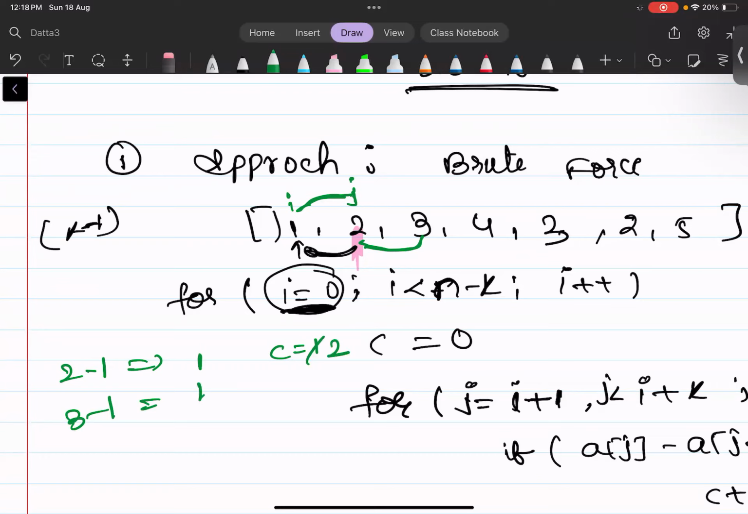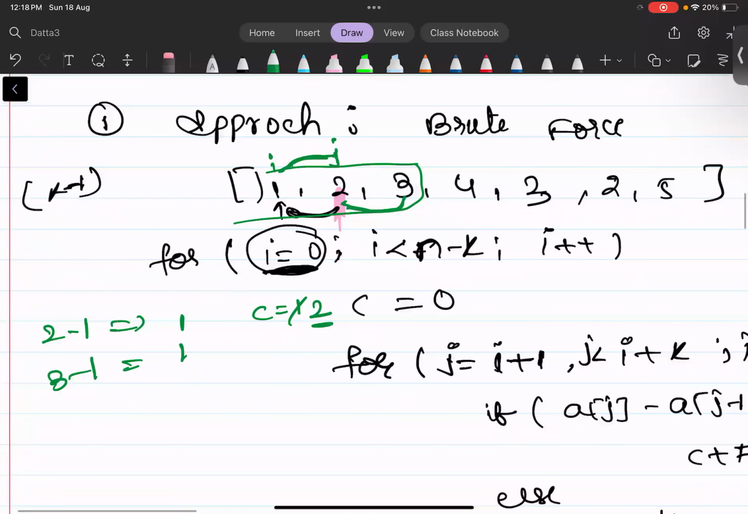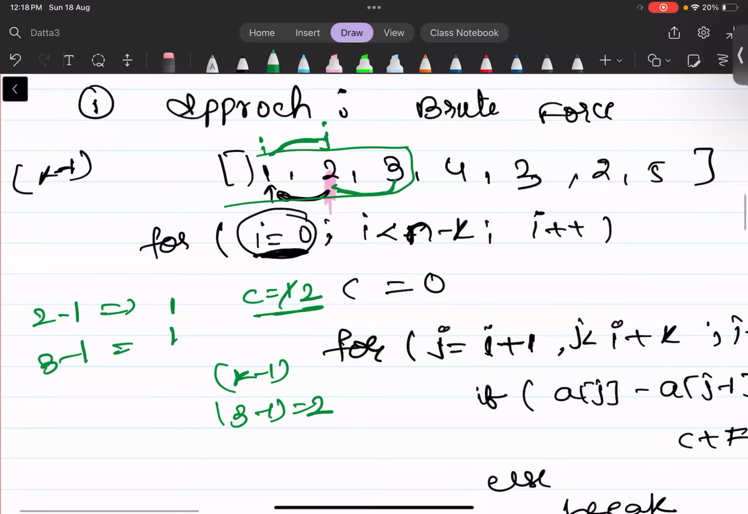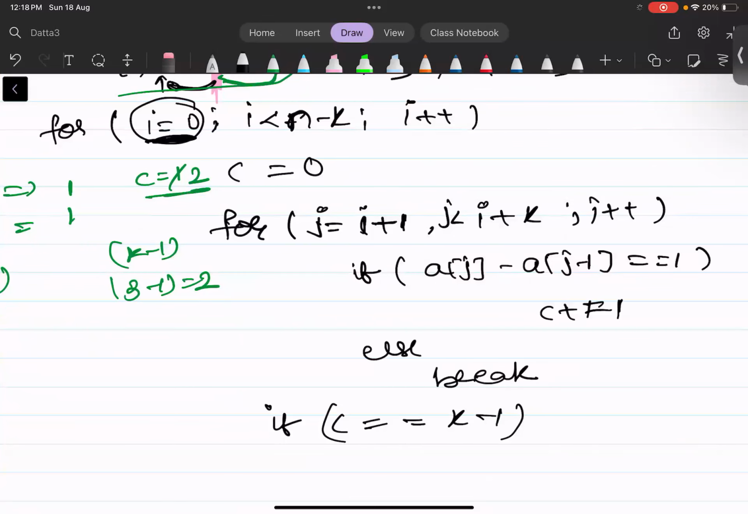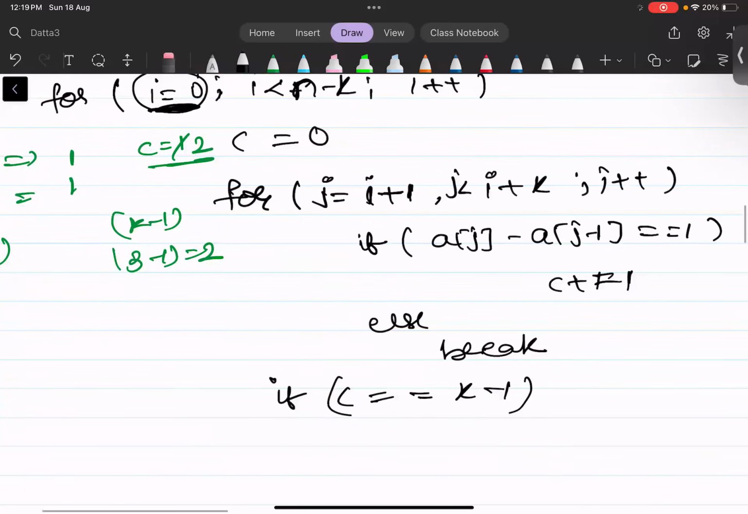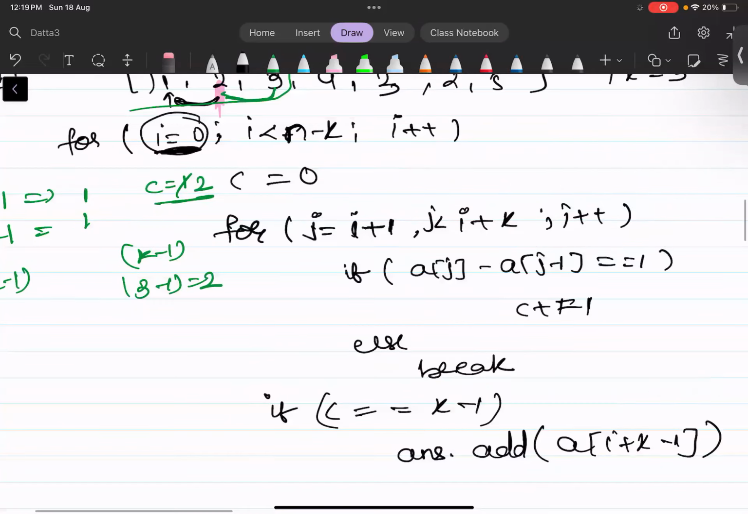Now the difference between 3 and 2 is again 1, so my count becomes 2. Now, as I reach a subarray of size 3, I'm going to check whether this c value is equal to k minus 1 or not, which is k is 3 minus 1, which is 2, because here we are going to make k minus 1 comparisons. So if it is k minus 1, it means the subarray starting from index i is increasing. In that case, I'm going to add the i plus kth index element. So I'm going to add this particular element.